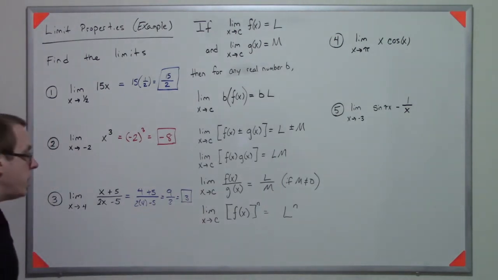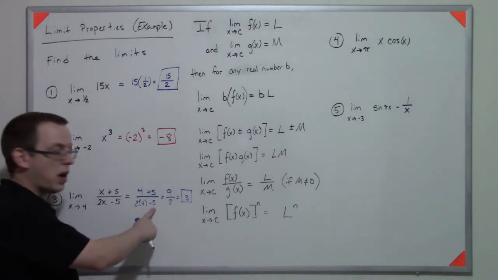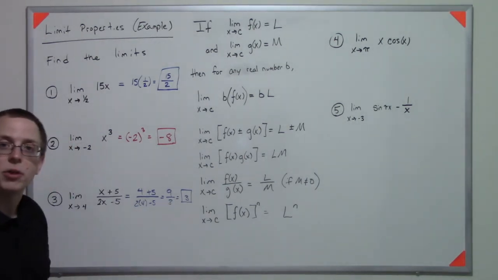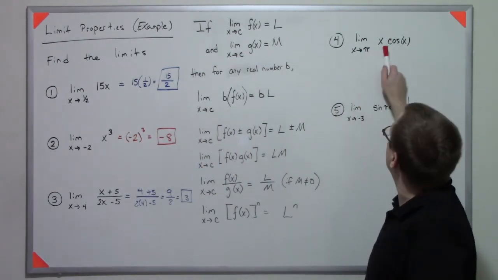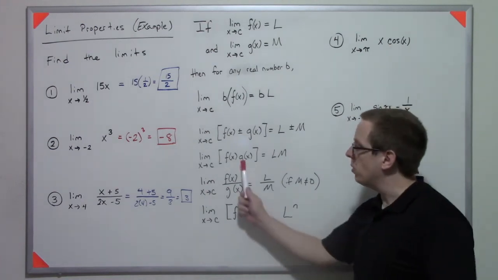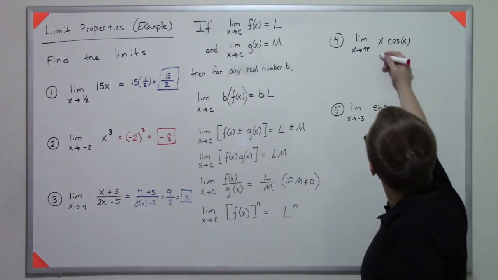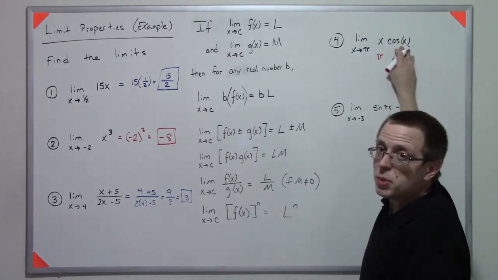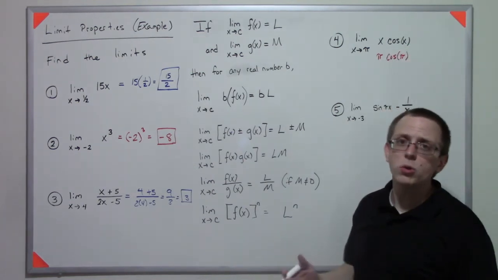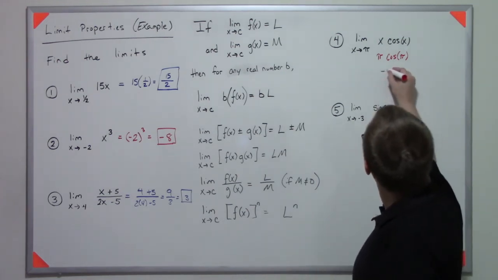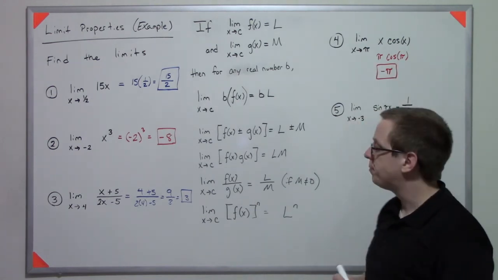And so what we get is 3. 4 plus 5 on top is 9. 2 times 4 is 8. Minus 5 is 3. 9 divided by 3 is 3. Simple enough. Over here we have x times cosine x. So that tells me we really need to apply this property here. So I need to find the limit of this piece, which is pi, and this piece, which is cosine pi. And if you recall, cosine pi is -1. So we end up with -pi.